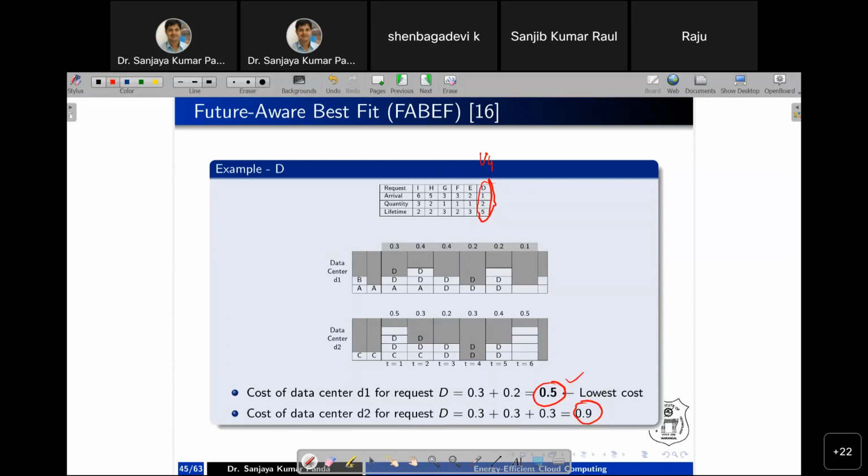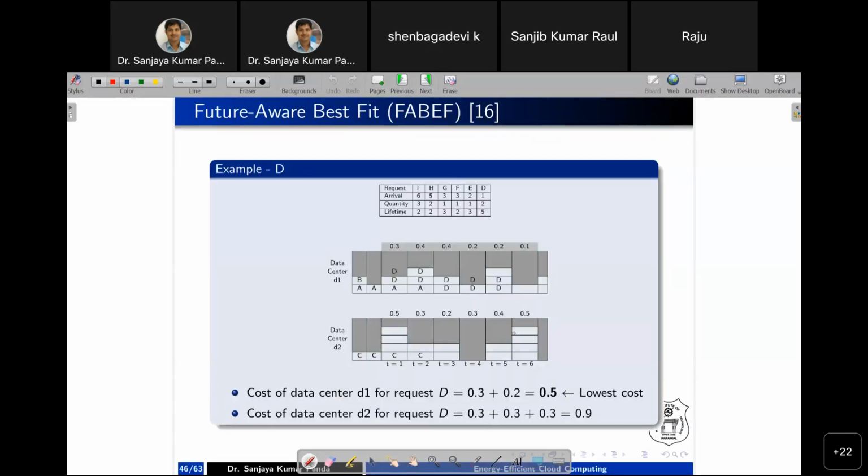Why is it 0.5? You can see these black slots. For the black slots, you have to pay. For the white slots, you need not pay. So it is 0.3 plus 0.2. But in this case, for D2, it is 0.3 and 2 times 0.3, because you are taking two slots. So it is 0.9. So you achieved the best in data center D1. That's why you are assigning to data center D1.